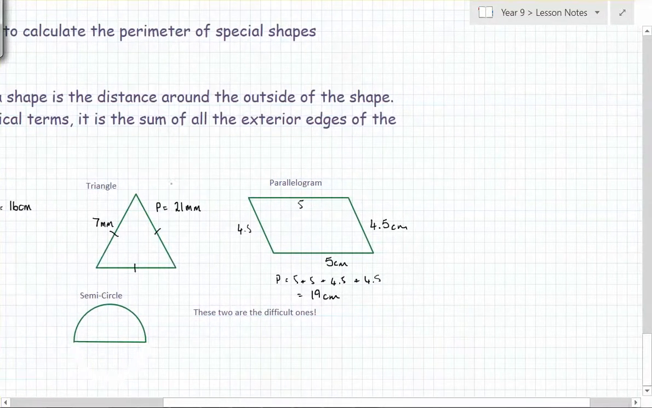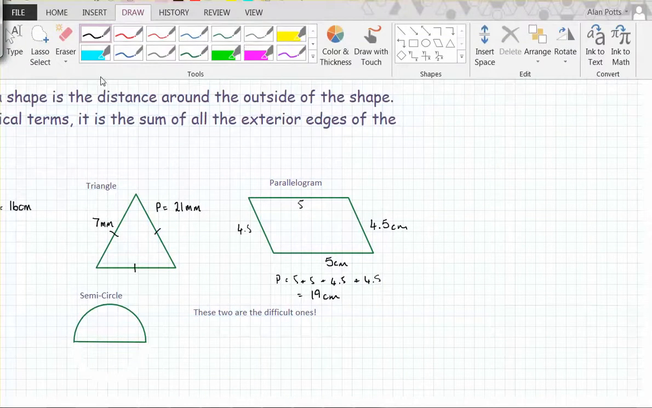Just to add one little thing we didn't do yesterday. Do we write the answers of the perimeters or not? We will do in a second, not just yet.